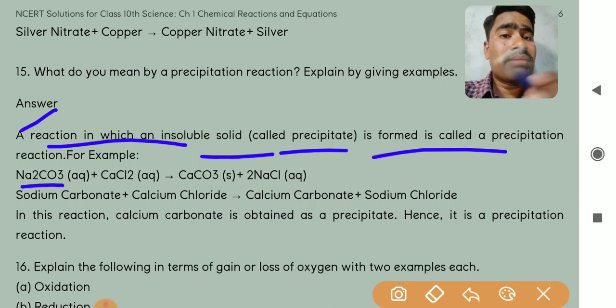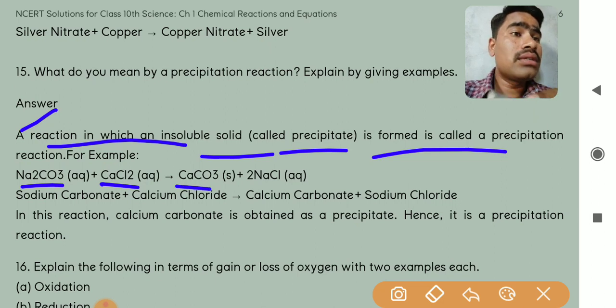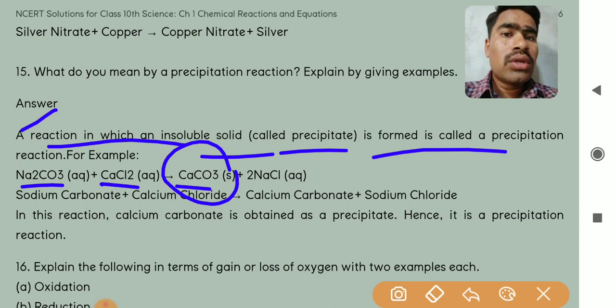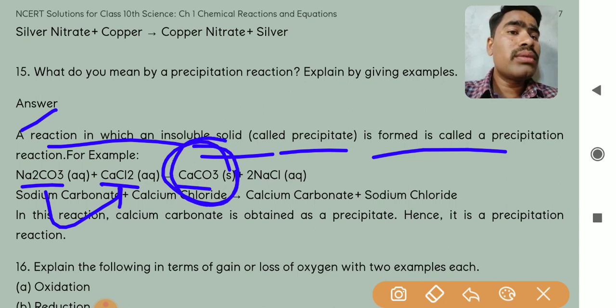For example, sodium carbonate Na2CO3 when it reacts with calcium chloride, CaCl2, that forms CaCO3. Sorry, not slaked lime, it is calcium carbonate, which is present in chalk also. So when Na2CO3 combines with CaCl2, that is calcium chloride, an insoluble substance, calcium carbonate, is formed, which is considered a white PPT.